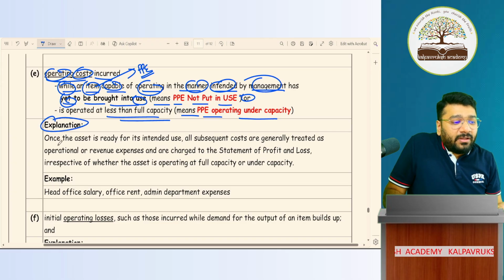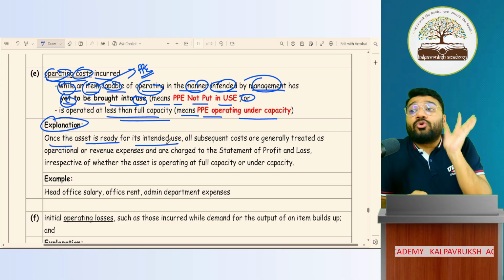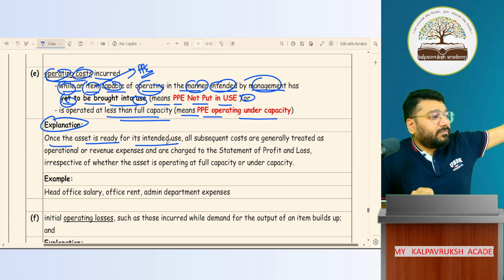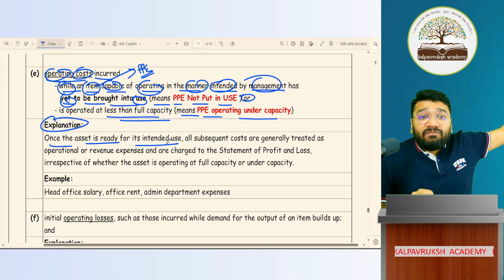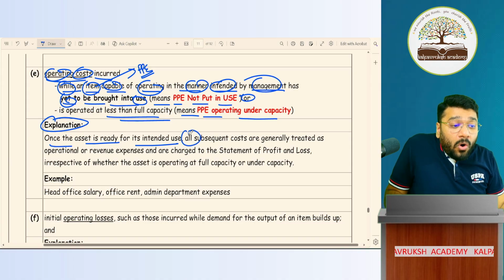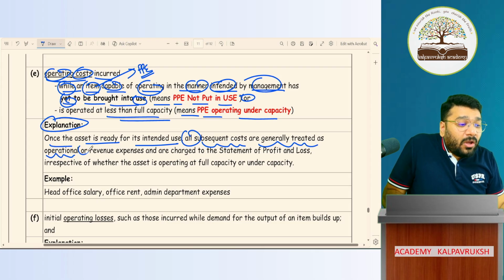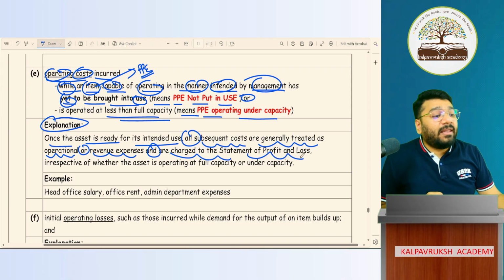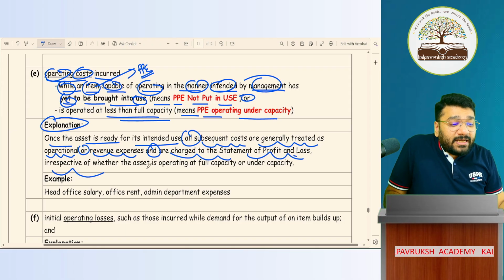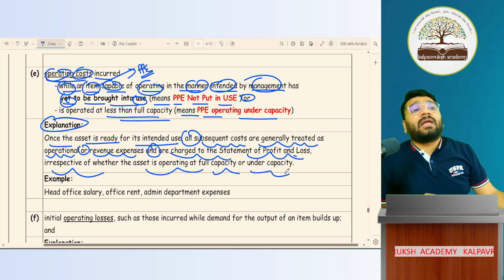Now the explanation. Once the asset is ready for intended use, this is the keyword, and this is what you have to quote in the exam also. Once the asset is ready for intended use, all the subsequent costs are generally treated as operational or revenue expenses and are charged to the statement of P&L, irrespective of whether the asset is operating at full capacity or under capacity.